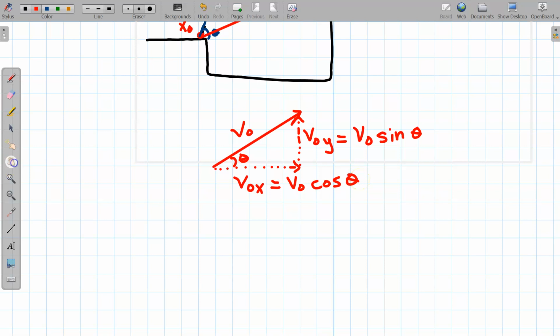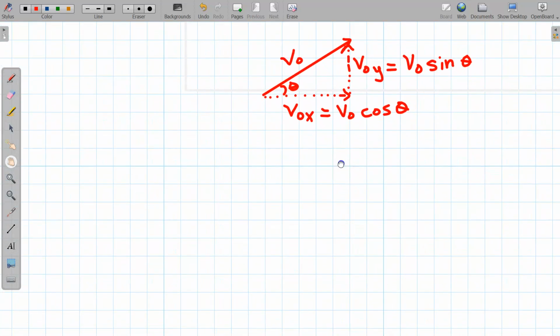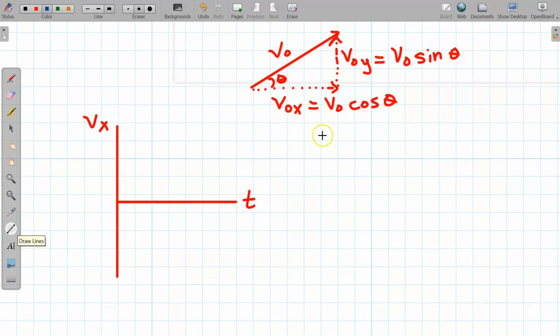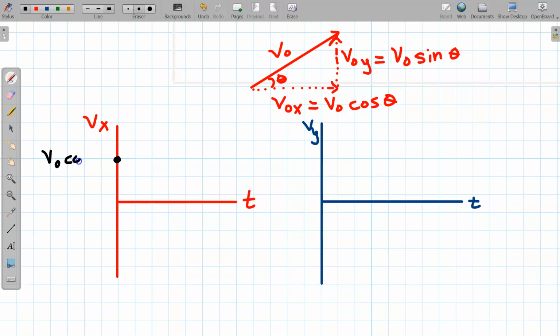Once we have deconstructed the initial velocity vector, we're going to make our graphs. And we need one for each dimension. So in the x direction, here's a velocity versus time graph, and in the y direction. Now, as we saw from our lab, in the horizontal direction, our initial velocity is constant.